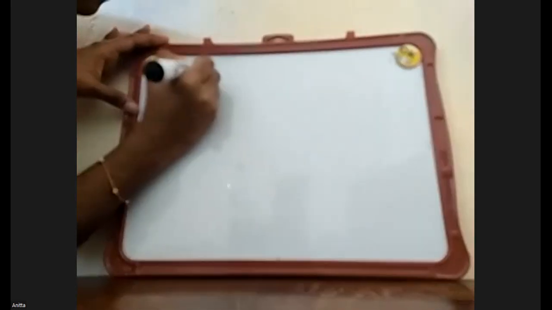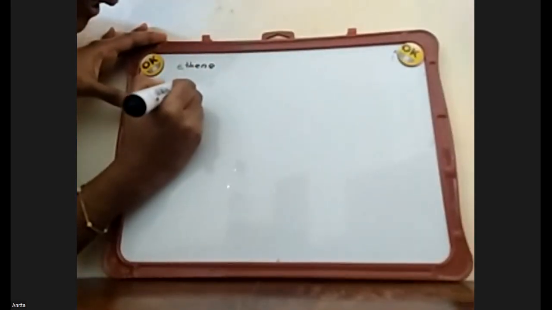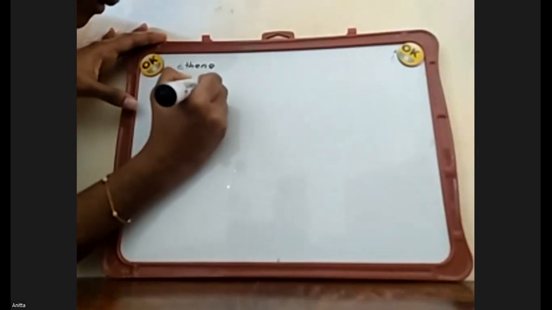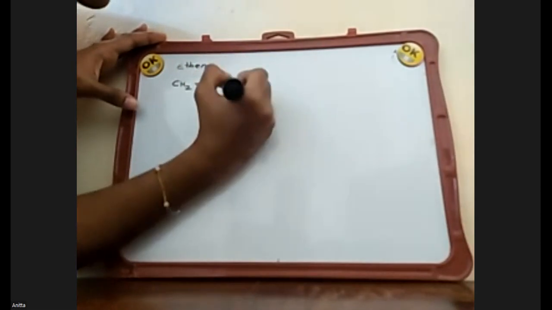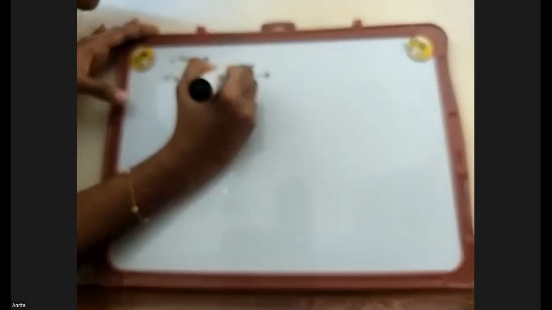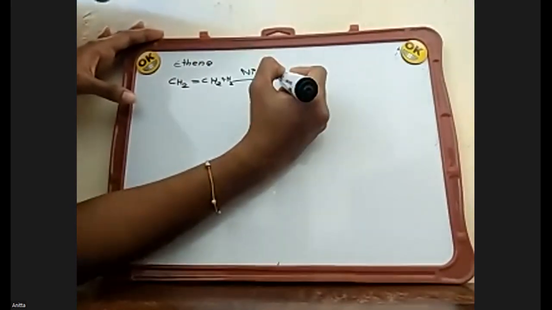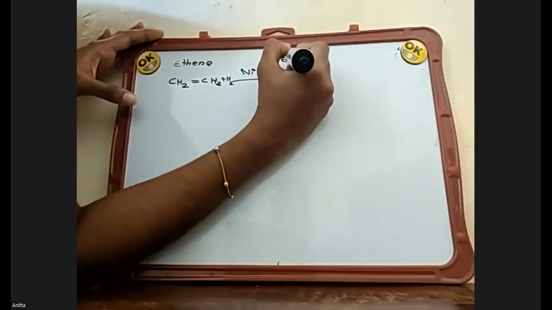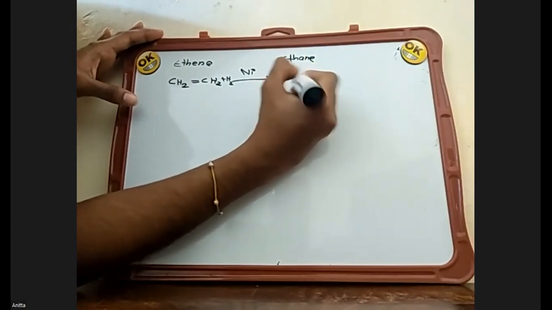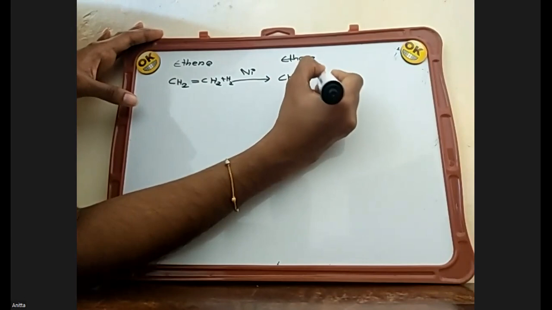Ethene. Ethene we write as CH2 double bond CH2. React in presence of a catalyst nickel. So reactant hydrogen to get this, we get ethane. We write ethane CH3 single bond CH3.